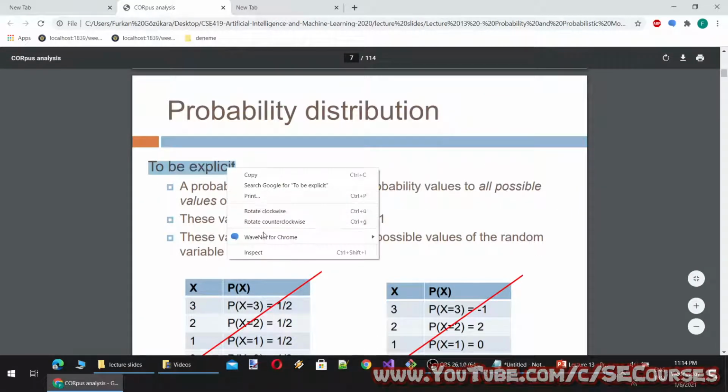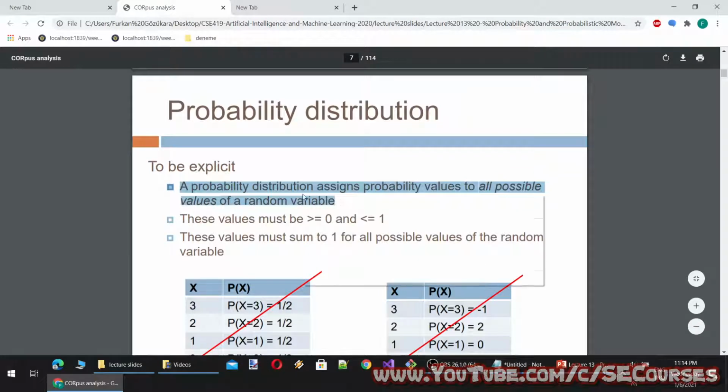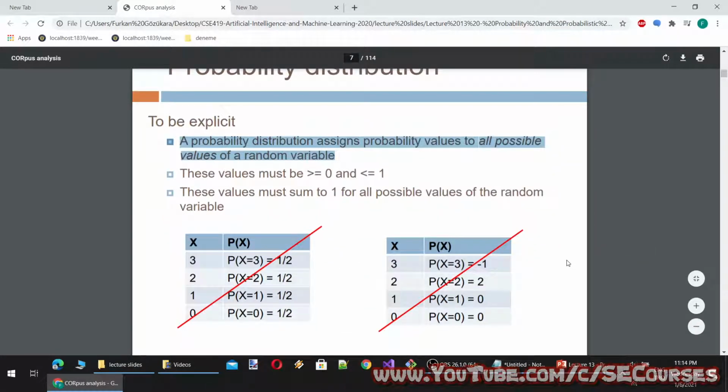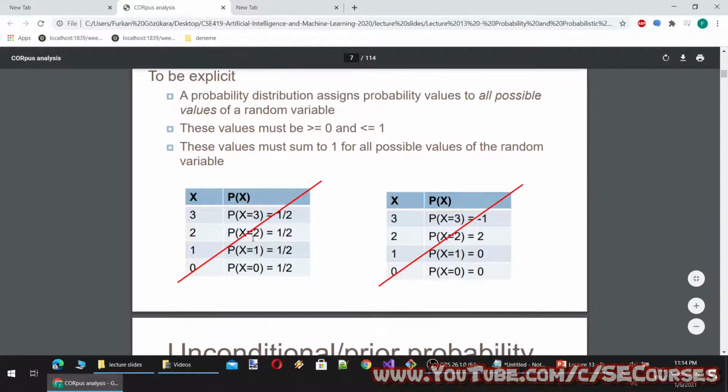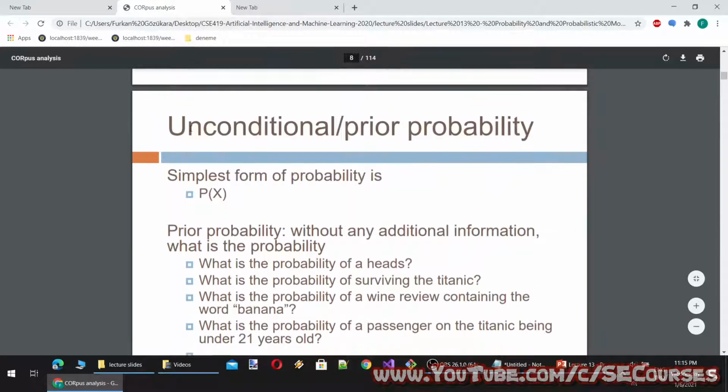Probability distribution. To be explicit, a probability distribution assigns probability values to all possible values of a random variable. These values must be greater than or equal to 0 and less than or equal to 1. These values must sum to 1 for all possible values of the random variable. So in this case, this is wrong, because the sum is not equal to 1, and here this is wrong because the sum is not equal to 1 as well.